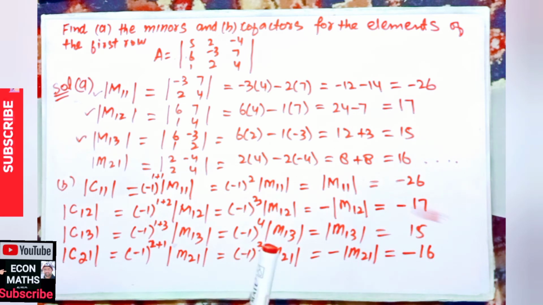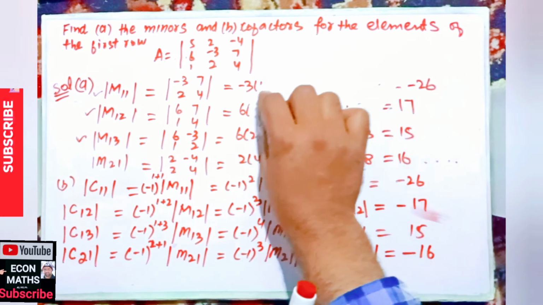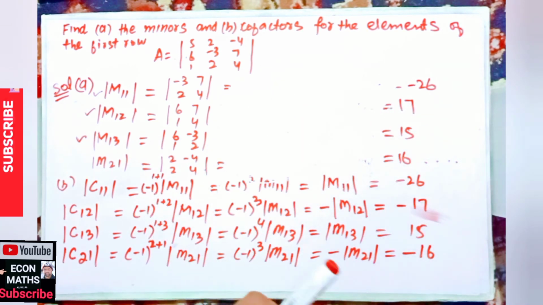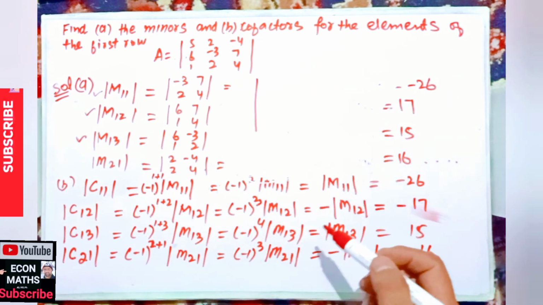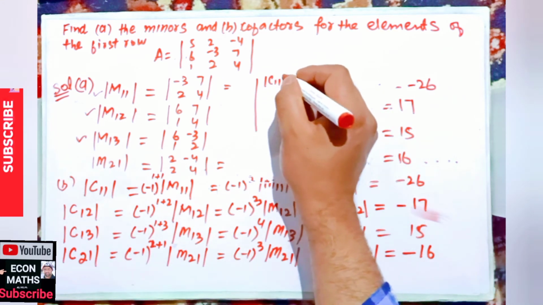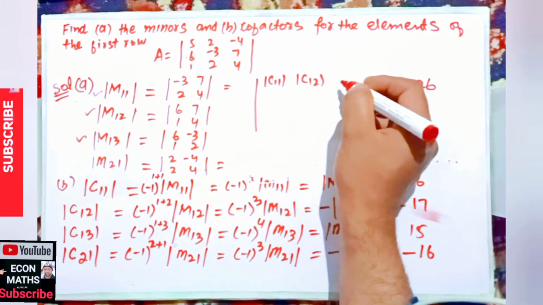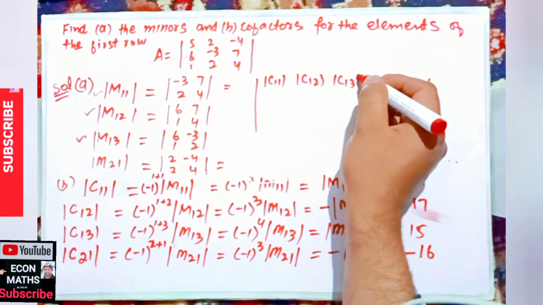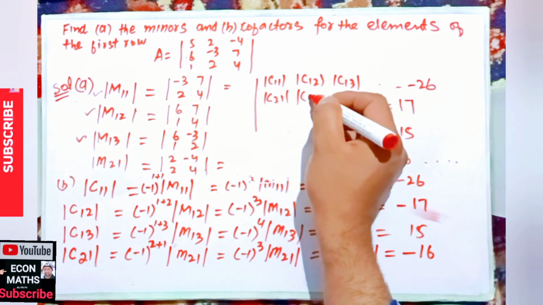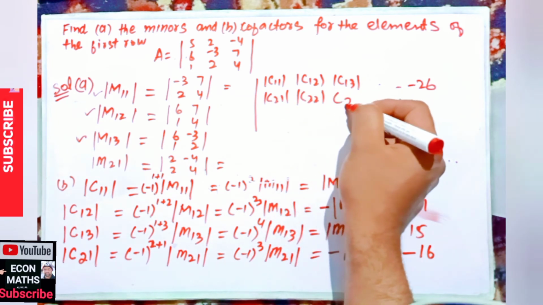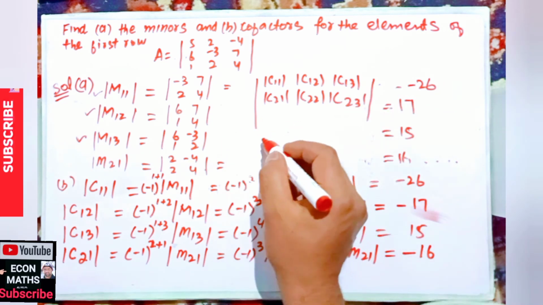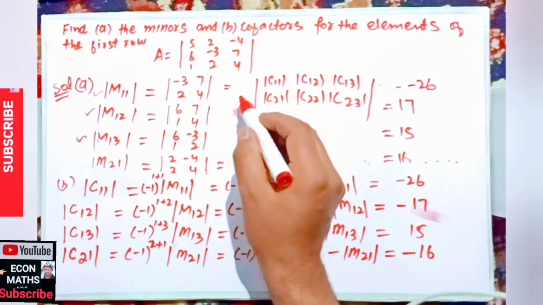I should rub. Where should I write this? So I will rub this out. Now the cofactor matrix would look like this. The elements in the cofactor matrix will be: the first is C11, second is C12, third is C13, similarly C21, C22, and C23.